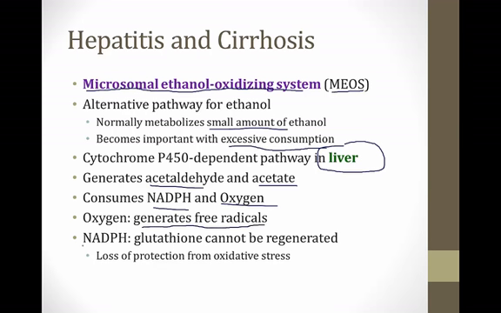In addition, the consumption of NADPH can lead to glutathione that cannot be regenerated. If you want to understand this, watch the module on the HMP shunt, where I talk about how glutathione is used by red cells to protect from oxidative damage. So when NADPH becomes depleted in liver cells from the MEOS, these cells lose protection from oxidative stress, and this can also lead to tissue damage that can cause hepatitis and cirrhosis.